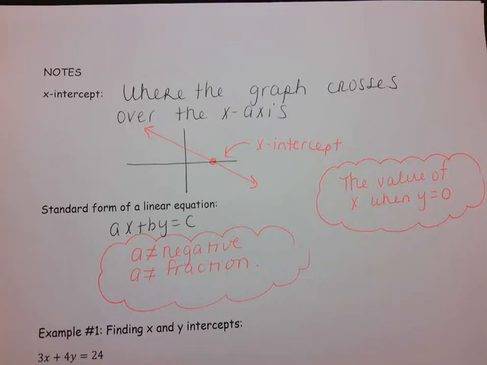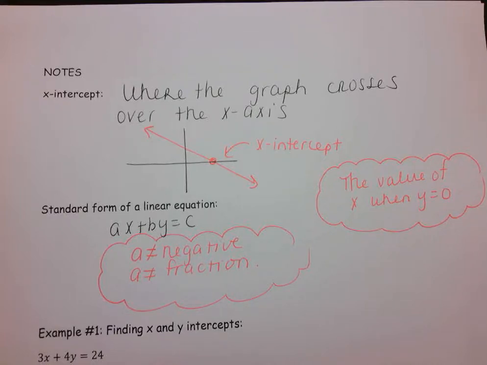This is the video for lesson 5, and we are talking about standard form of a linear equation. We talked about what the y-intercept was, so now let's talk about the x-intercept. What exactly is the x-intercept? The x-intercept is where the graph crosses over the x-axis. In other words, it is the value of x when y equals 0.